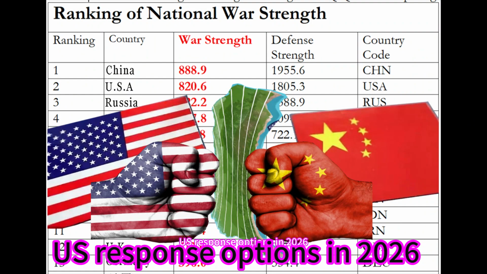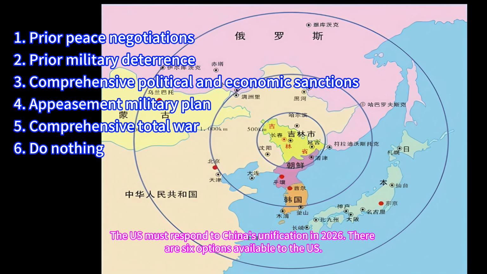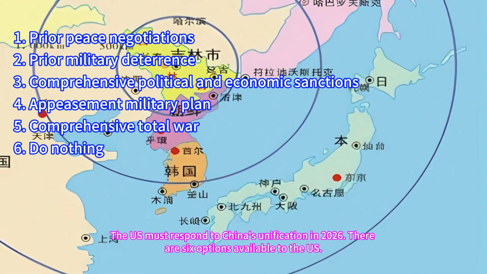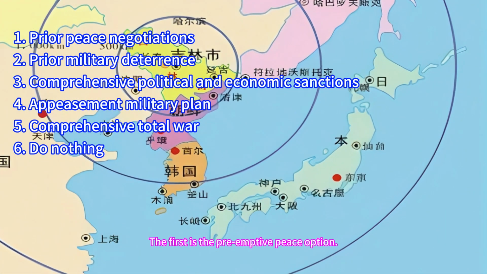U.S. response options in 2026. The U.S. must respond to China's unification in 2026. There are 6 options available to the U.S. The first is the preemptive peace option.